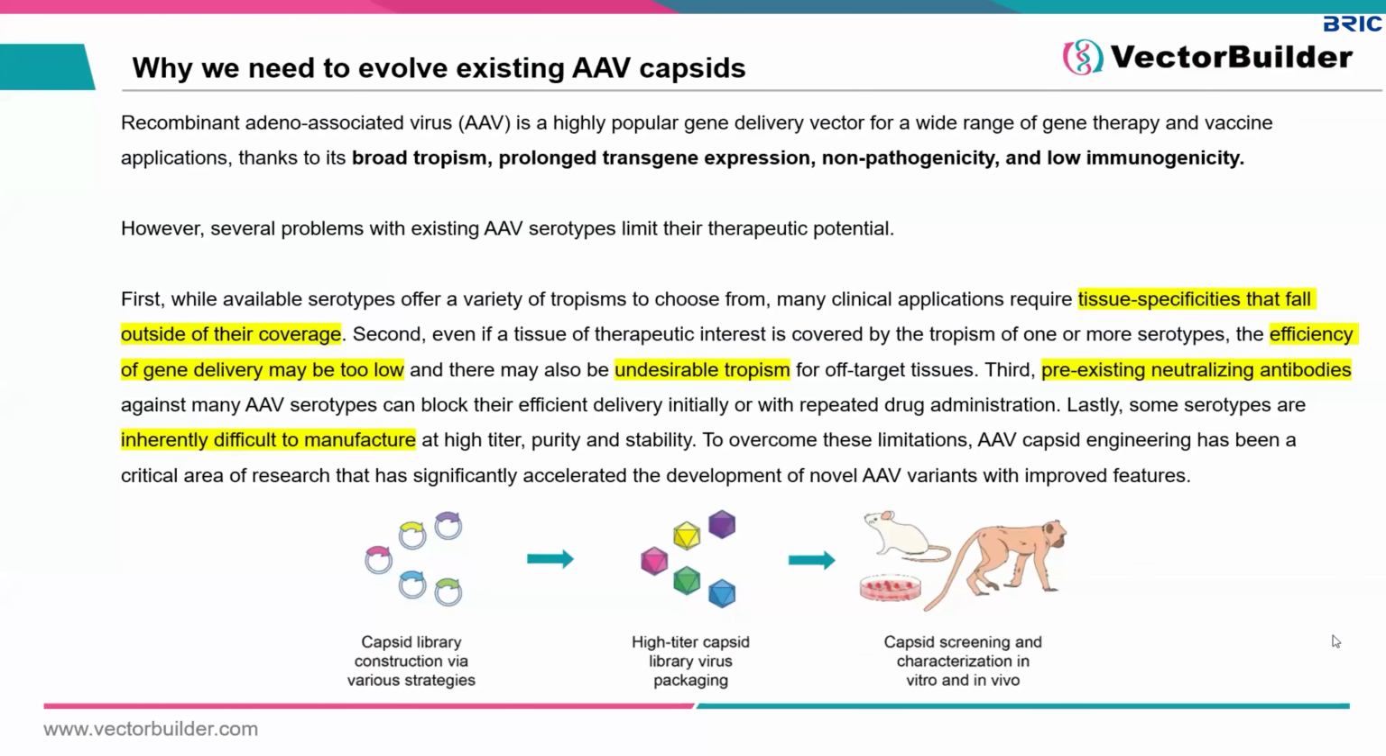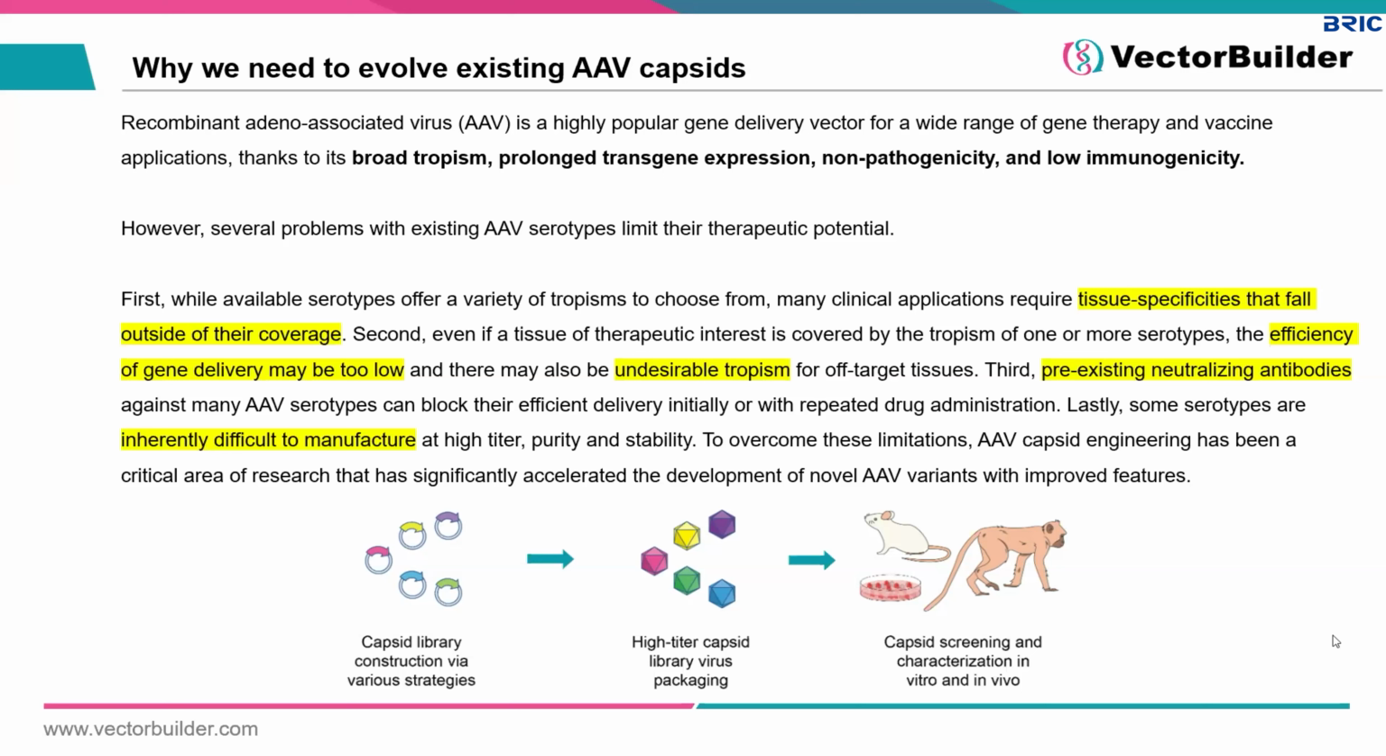So let's review some basics about AAVs. They are very small, non-enveloped viruses, and their single-stranded DNA genome is encased by a protective protein shell called the capsid. And thanks to AAV's broad tropism, prolonged gene expression, non-pathogenicity, and low immunogenicity, recombinant AAV is a highly popular gene delivery vector for a wide range of gene therapy and vaccine applications.